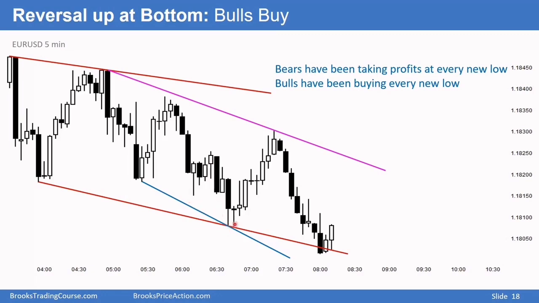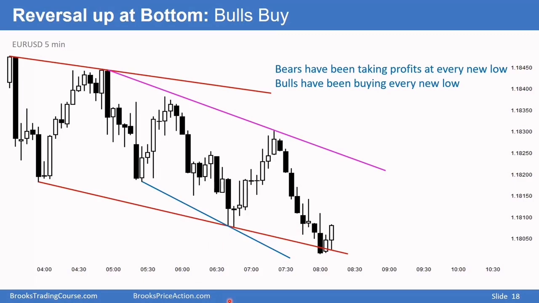Some bulls will buy this low, use a wide stop, and scale in lower, knowing that every prior new low led to a profitable trade if you bought the low. Buying below this low, fell below, you made money. Buying below this low, you made money. Buying at this low, you made money. Buying at this low, you probably will make money. So bulls are buying new lows.